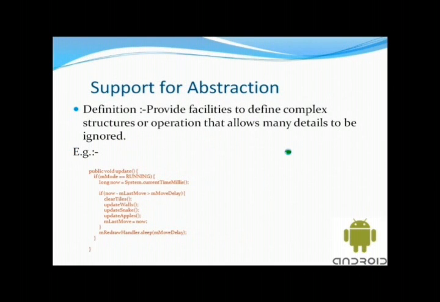Support for abstraction. Definition: provide facilities to define complex structures or operations that allow many details to be ignored. That simply says overloading requires something more than once. According to our Android application, they use functions, for example the update function. A function is a separation of tasks, so it helps to increase abstraction. When abstraction goes high, it increases the writability.